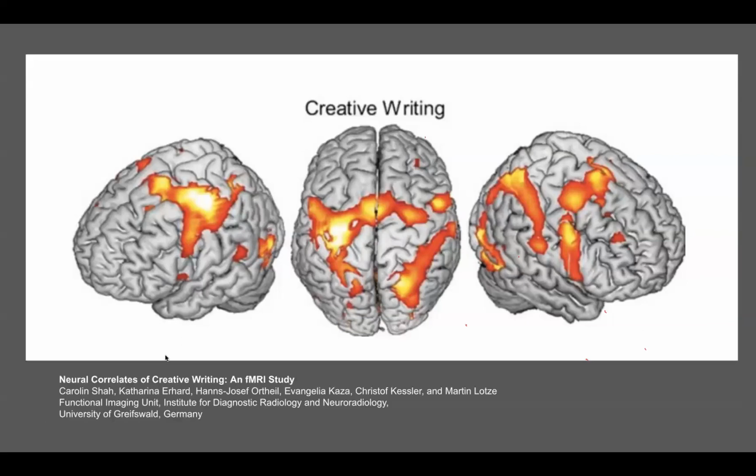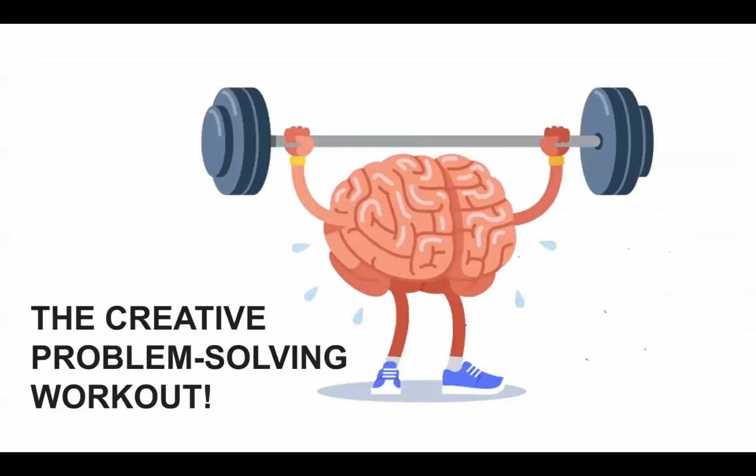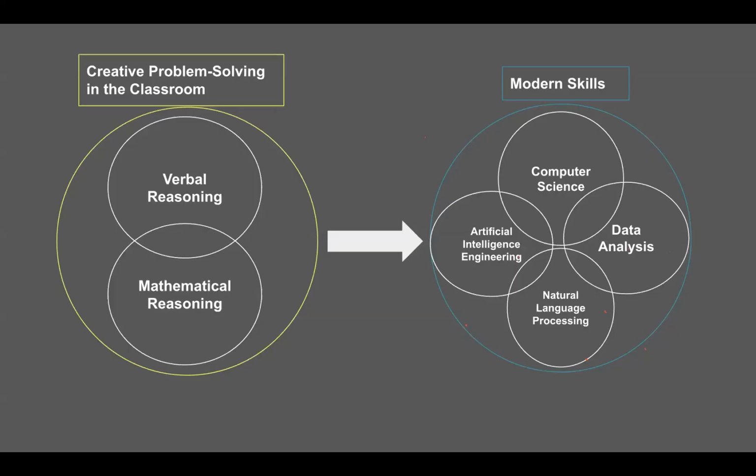The main point is that the science community and education community are working together using cutting edge techniques like fMRIs to find what is the best technique for doing good exercise for your brain. So we need to think of this as the creative problem solving workout. Because when we use our verbal reasoning skills and mathematical reasoning skills, if we have a strong foundation, like I said, then we can build modern skills on top.